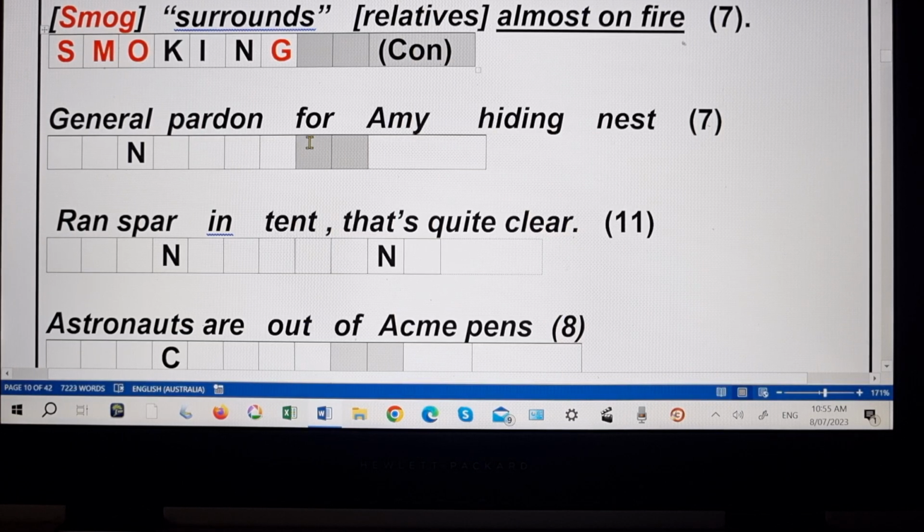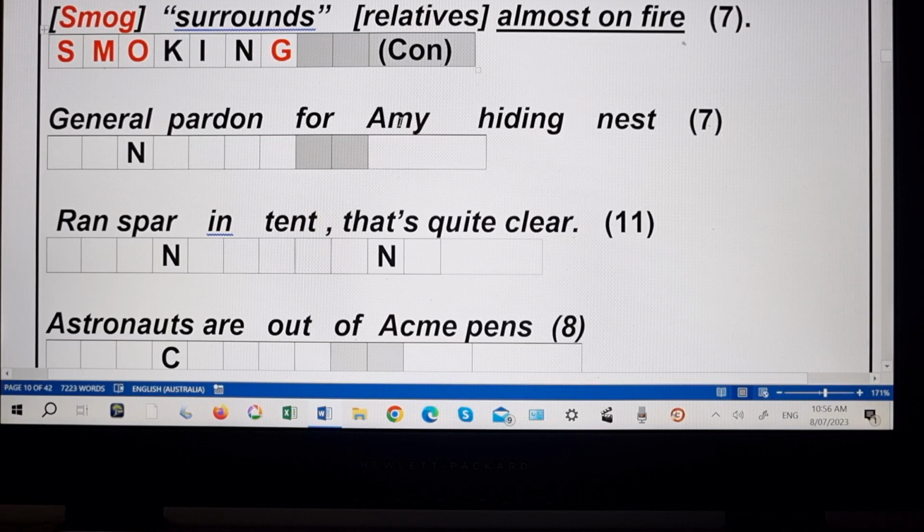Seven spaces with an N. And what's up here? Well, I'll leave it to you now. You go away and come back when you've had a shot at it. Okay? Right, I'll be back now. Good. Here we go.